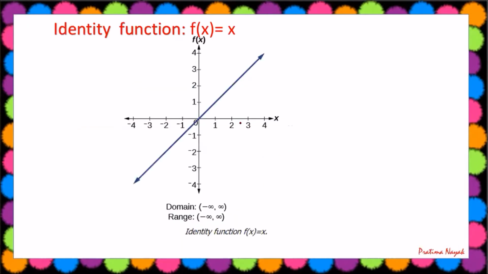Now coming to the identity function. The identity function is f(x) = x, that means y is equal to x. So if you take the values of x and y, you get the points (0, 0), (1, 1), (2, 2), (3, 3), (4, 4), it may be root 2, whatever it may be. That means whatever value I give to x, it gets the same value.